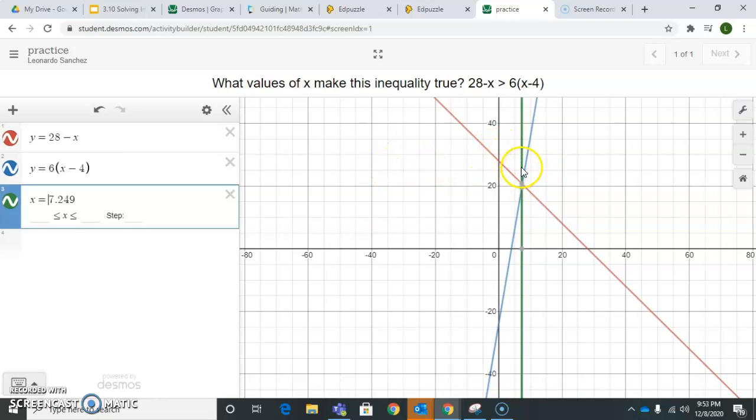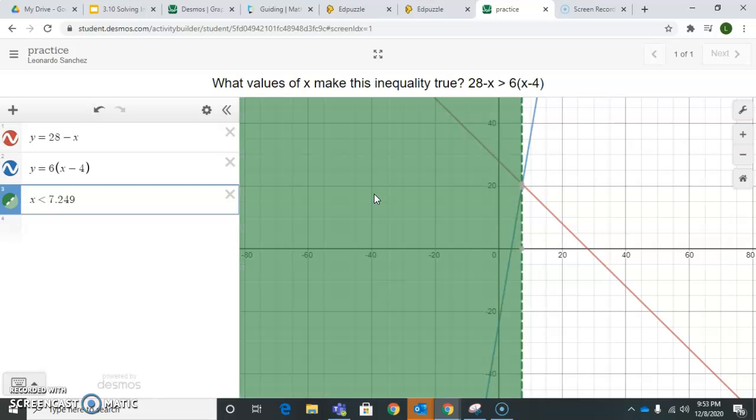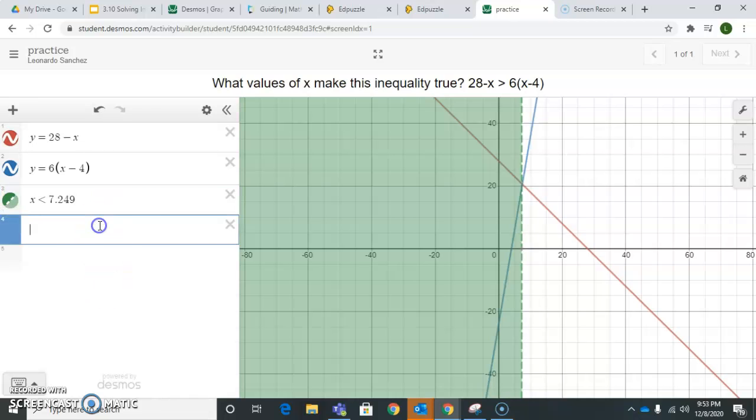So what numbers do I want? I want the numbers to the left of that. So I'm going to say x is less than 7.249. Okay? That is all you do to solve, guys.